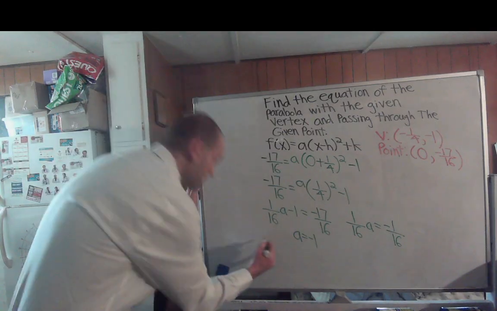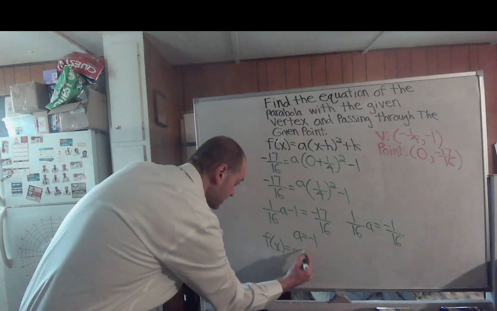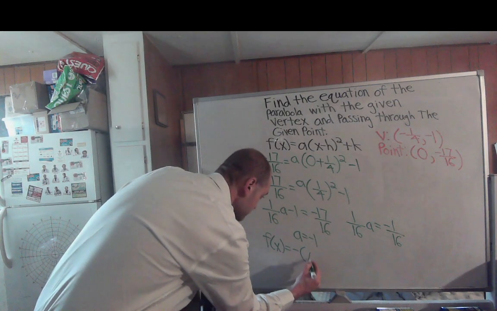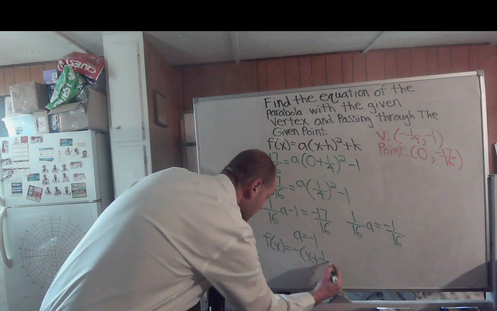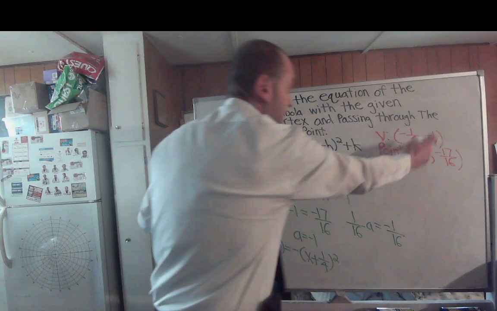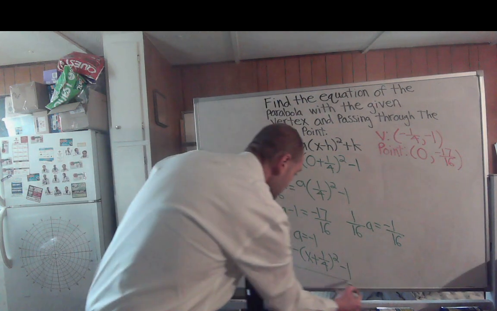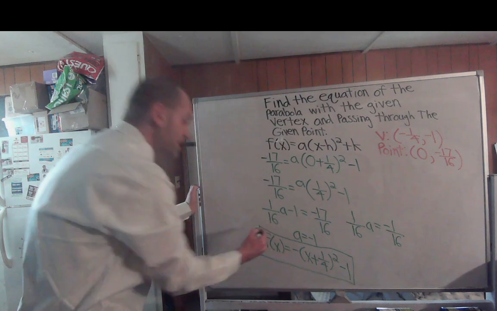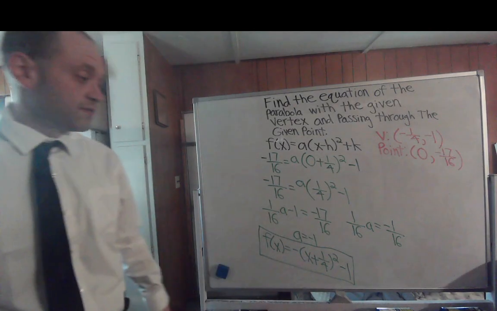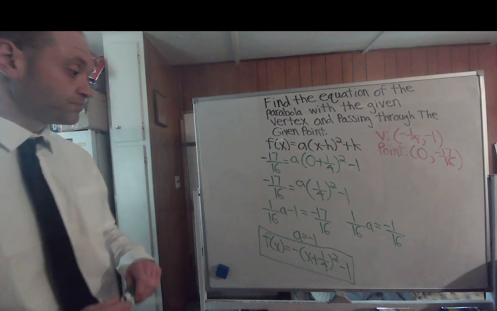So now your f of x is just going to equal the negative of the quantity of x minus that 1/4, so x plus 1/4 raised to the second power, plus your k of minus 1, so that'd be minus 1. So what you should get is that f of x equals the negative of the quantity of x plus 1/4 squared minus 1.